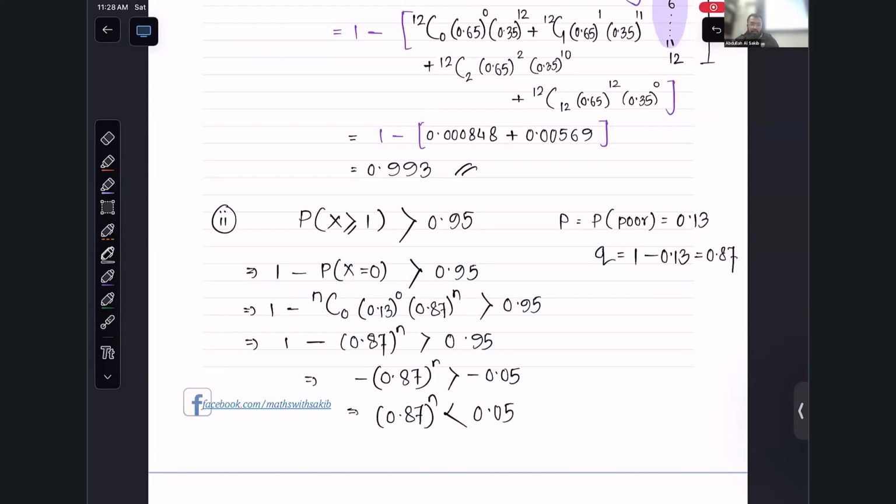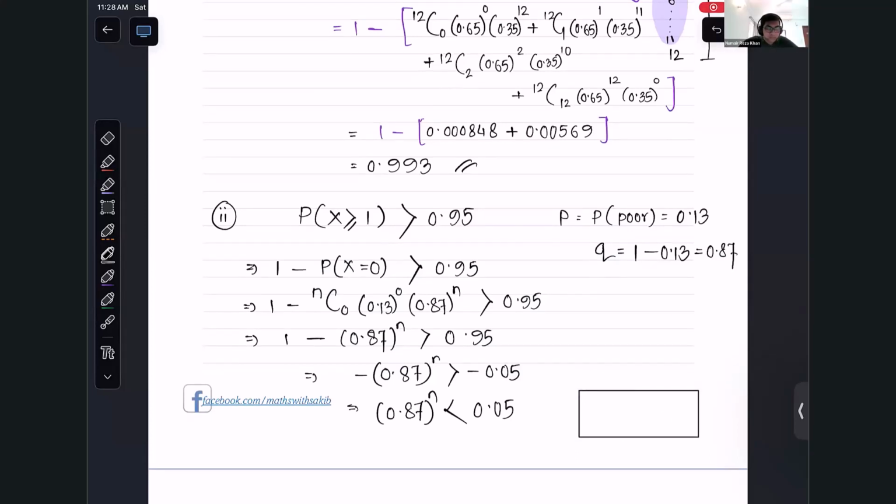No matter what the value is. Is it 22? Okay, so if you try, 0.87 to the power 22, as Numair is saying, that value is 0.046, which is less than 0.05. So n will be 22.